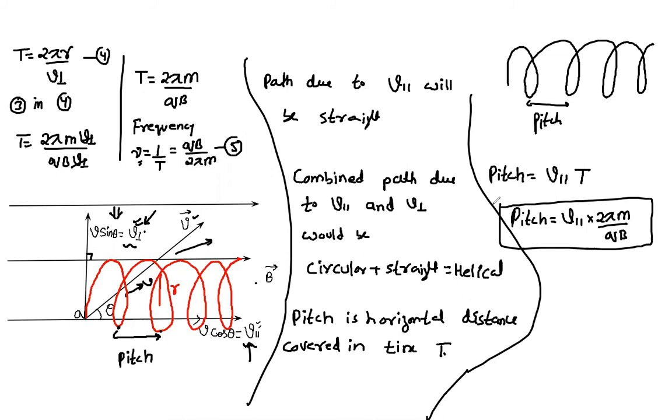So if a particle is moving at an angle theta to the magnetic field, which is obviously not 0 degrees, neither is it 90 degrees, the path of the charged particle would be helical. The radius of the helical path is m v perpendicular over qB. The time period is 2 pi m by qB. And this is the pitch, the horizontal distance that the particle covers, which is v parallel times T. Next, solve this problem.